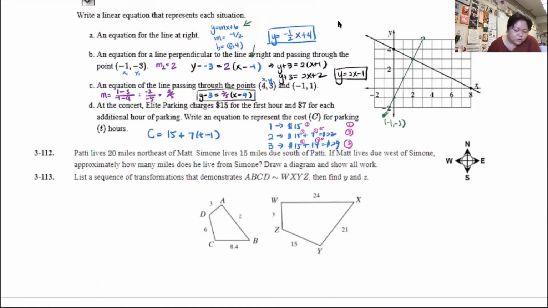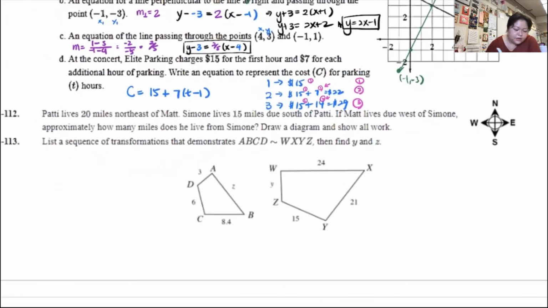Next problem. Patty lives 20 miles northeast of Matt. All right. So there's this guide here for you. Okay. So let's see if we can figure out the problem here. So Patty lives 20 miles northeast. So northeast is this direction. So that means Matt is here and Patty lives 20 miles. Oops. Not 20. That's Patty, and that's 20 miles.